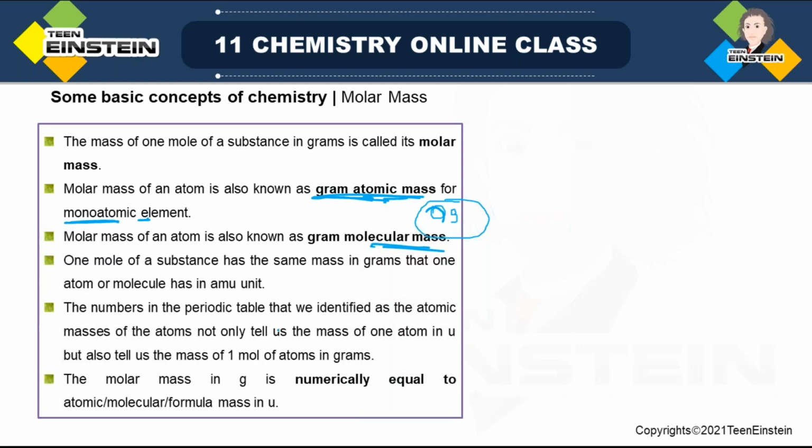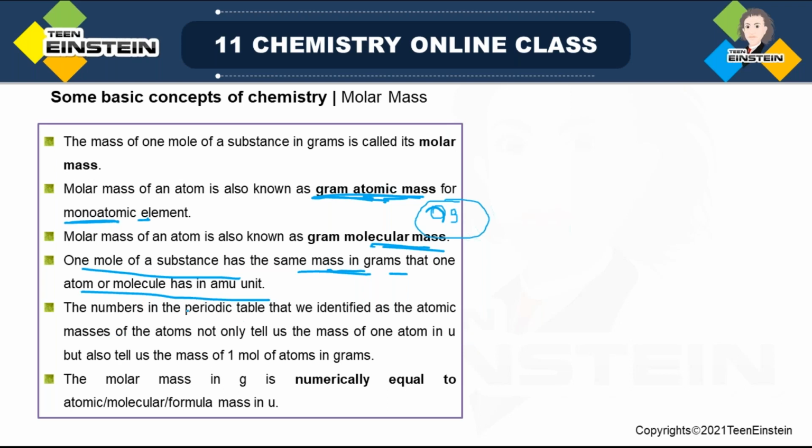1 mole of a substance has the same mass, that is, the numerical value is the same in terms of gram, as when it is one atom or molecule in terms of AMU unit. So just the units are different, the numerical value is the same. The difference is, when it is AMU unit, it is a single atom or molecule you are considering, but when it is in gram, now you are considering Avogadro number of atoms or molecules. That is the difference. That is why the unit is changed.